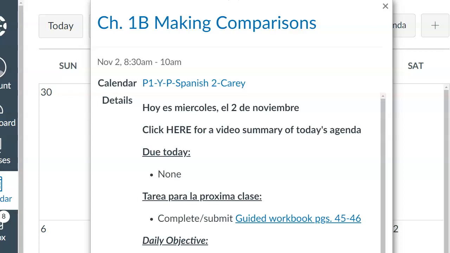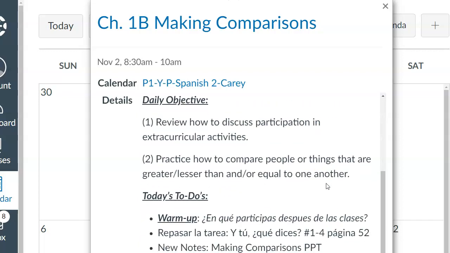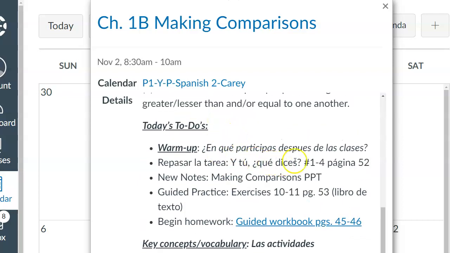So for today, you guys didn't have any assignments due. You guys turned in your ofrenda for Dia de los Muertos last class, and then due for next class are guided workbook pages 45 and 46. And our daily objectives for today: to review how to discuss your extracurricular involvement, and then our new notes are making comparisons of both equality and inequality. Your warm-up question for today: ¿En qué participas después de las clases?